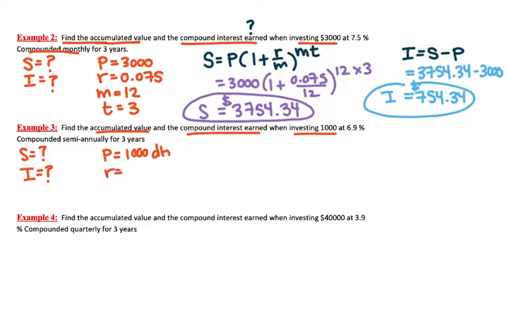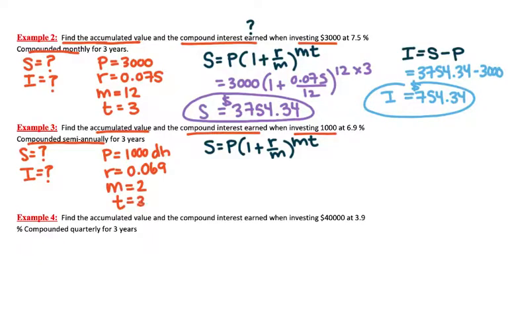The rate is 6.9%, 0.069, compounded semi-annually. Okay, I see the word compounded, so I know the equation will be the uglier compound interest equation. And then I have to ask myself, well, what is M? M, compounded semi-annually, that means M is twice per year, and T is 3 years.